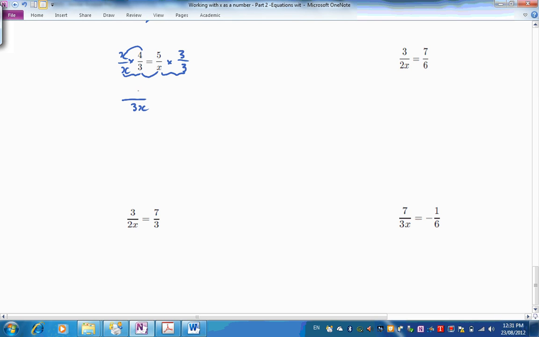So x times 4, always put the number in front, is 4x. Equals, x times 3 is 3x in the bottom line. And 5 by 3 is 15. Bottom lines are equal. Top lines must be equal. To have the two fractions equal, numerators must be equal. So we've got 4x equals 15. X has been times by 4. To get x back again, we'll divide by 4. And there's our answer. As a mixed number, 4s into 15 goes 3 times, and 3 over. So it's 3 3/4.